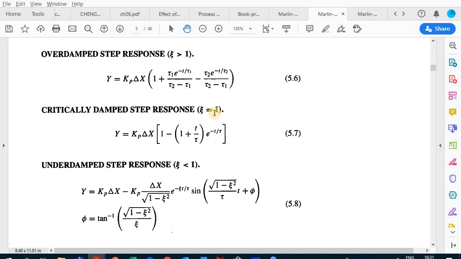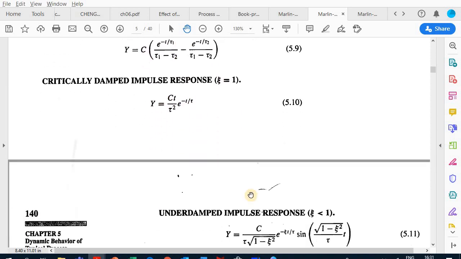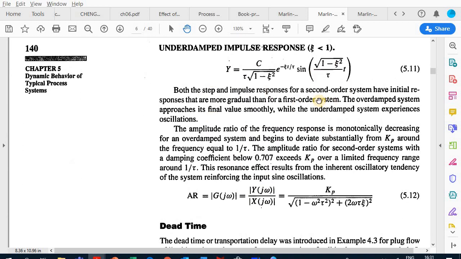where xi is equal to 1, and in this case, two equal roots which are negative, so stable, you're going to have this equation. And then if you have xi less than 1, that means you have complex roots in the poles, which means you're going to have sine and cosine terms, and you can see that it will be oscillatory, right? Oscillatory. And of course, you can also check, as we have shown before, if you do an impulse response, you're going to get these equations for the overdamped impulse response, critically damped impulse response, and the underdamped impulse response.